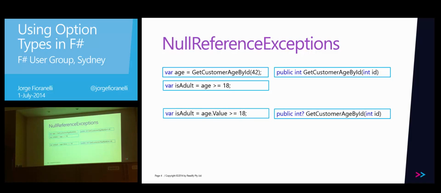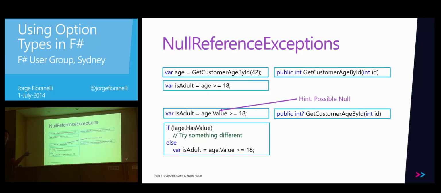So what that means is that now, instead of using age, I need to use age.value. And that gives me an indication that that could be null. Yeah? And therefore, I need to check now for that. And again, this code looks similar to the previous code, but now these are exceptions.